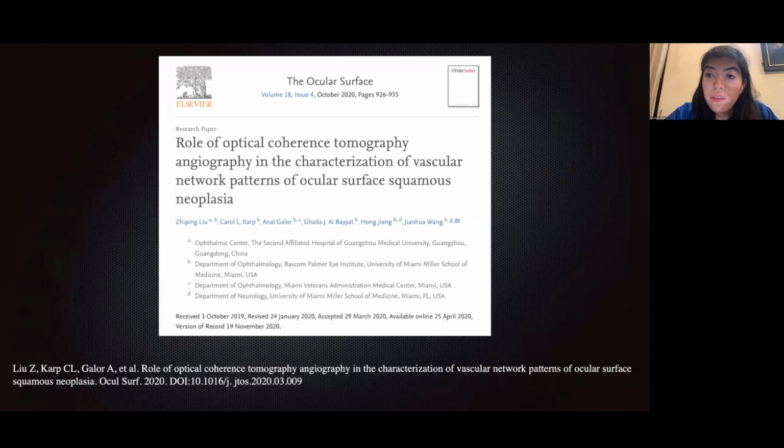OCT angiography is a rapid, non-invasive imaging modality that can detect vessel networks via motion contrast imaging of the red blood cells across sequential B scans. Okay, and so this paper highlighted the novel use of OCT angiography for OSSN.